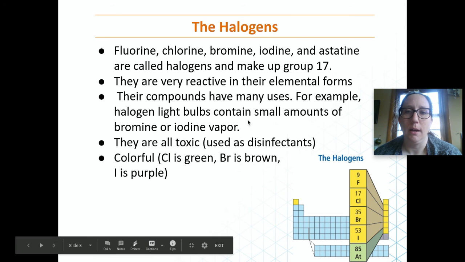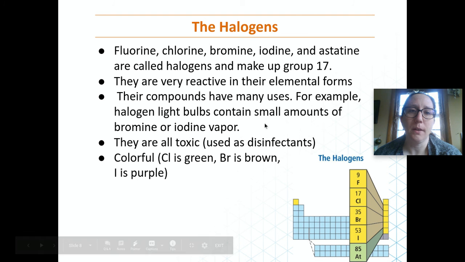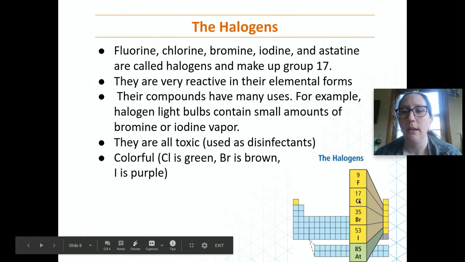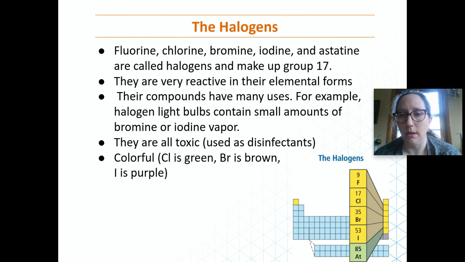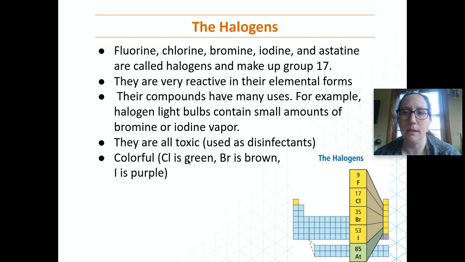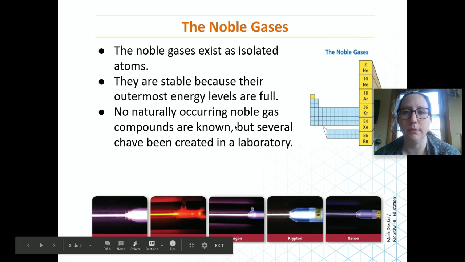These are important compounds, halogen light bulbs. They're all toxic. We use them for disinfectants. So like chlorine is in bleach. Iodine we use to clean skin before surgery. And they're all very colorful. Chlorine specifically is this yellow-green color. Bromine is brown, like an orangey brown color. And iodine is actually purple. Okay, so they're all kind of colorful.